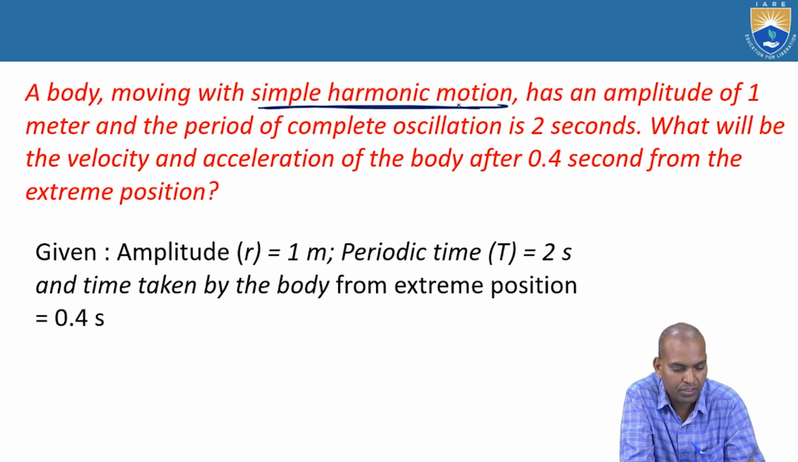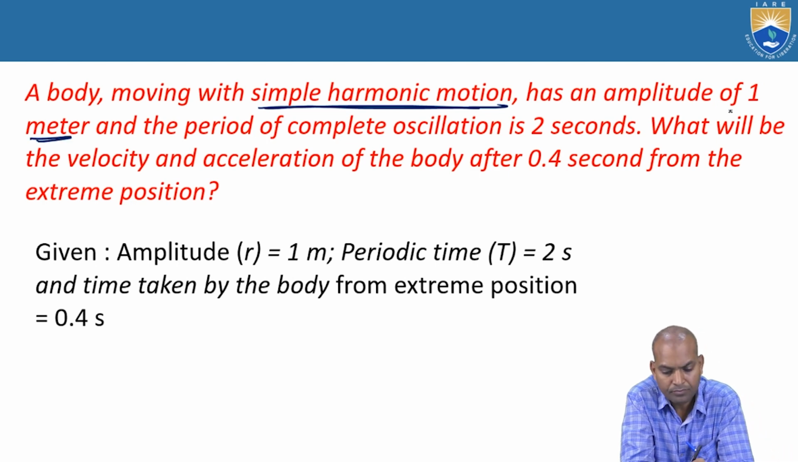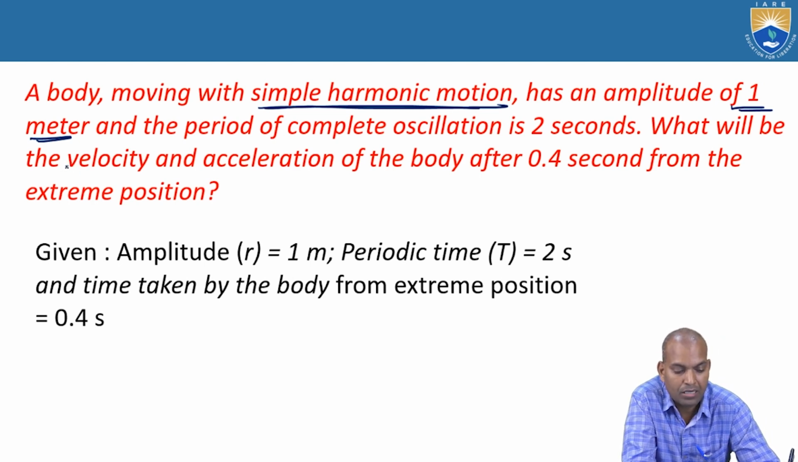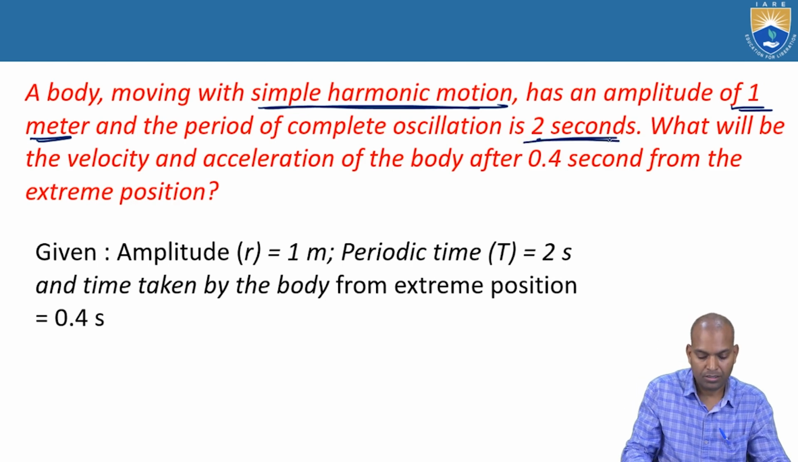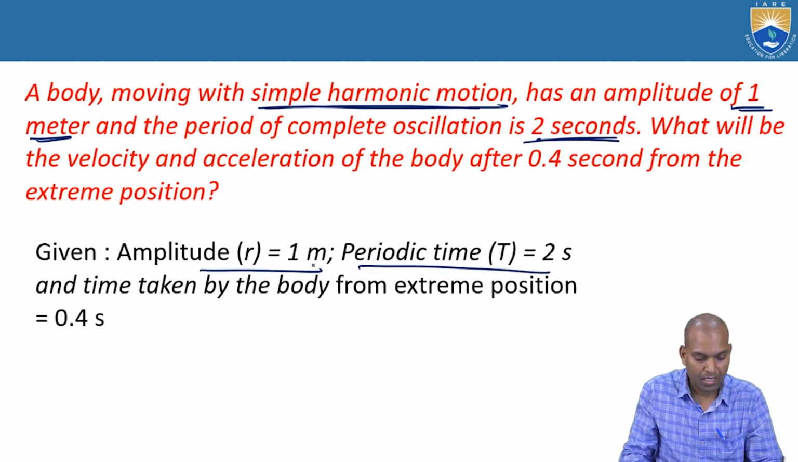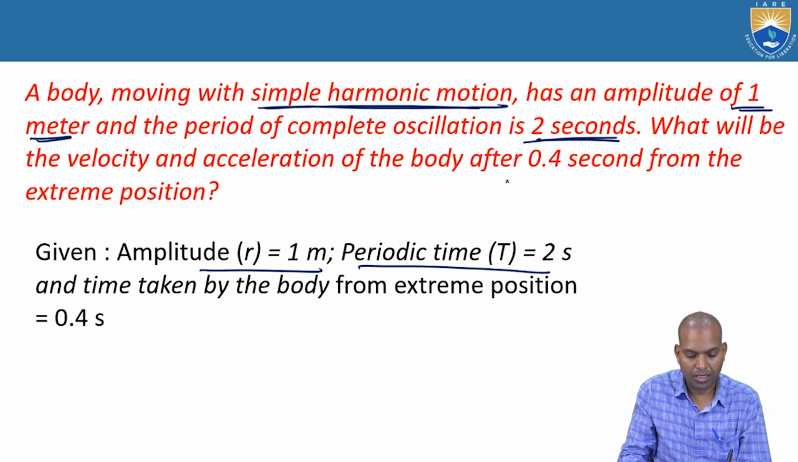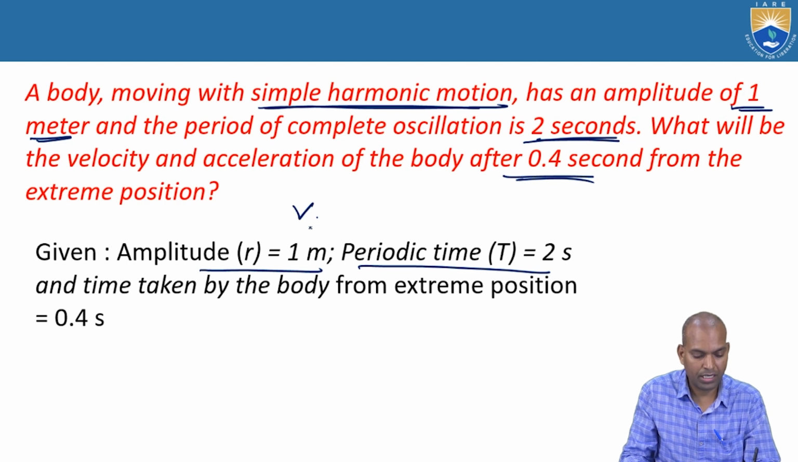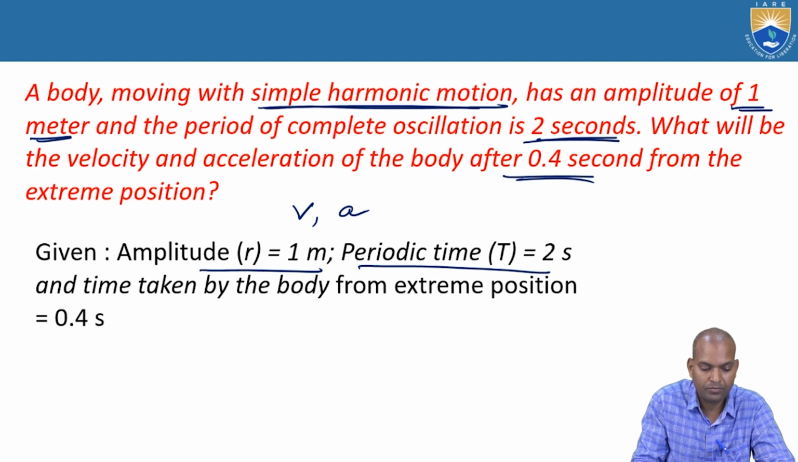A body is moving with simple harmonic motion, has an amplitude of 1 meter, that is r equal to 1 meter, and the period of complete oscillation is 2 seconds, that is time period T equals 2 seconds. What will be the velocity and acceleration of the body after 0.4 seconds from the extreme position?